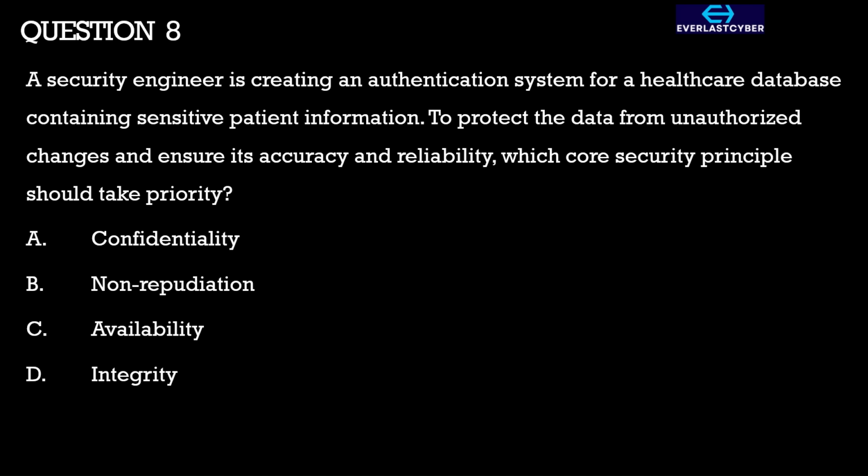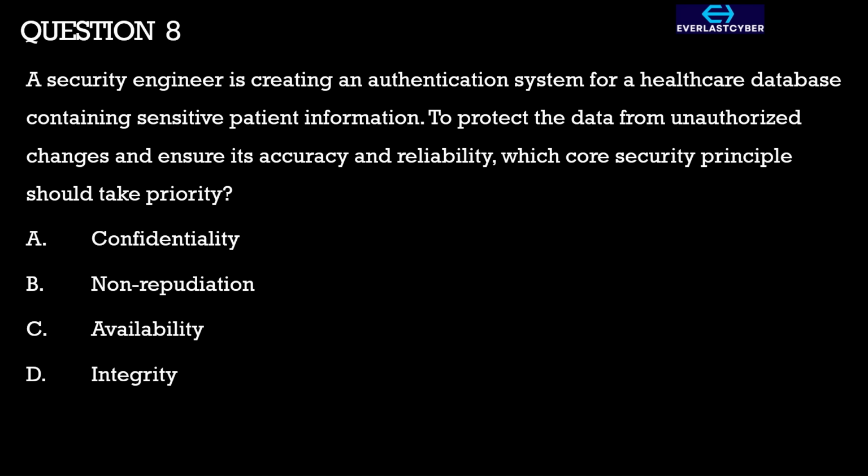Confidentiality ensures that data is accessible only to authorized individuals. While this is important in healthcare, it doesn't address unauthorized modification of data, so that is not our answer. Non-repudiation refers to ensuring that someone cannot deny their actions, such as sending a message or accessing a record. This is very useful for accountability. However, it is not the main principle for protecting data from alteration.